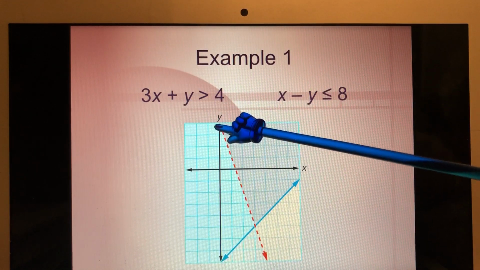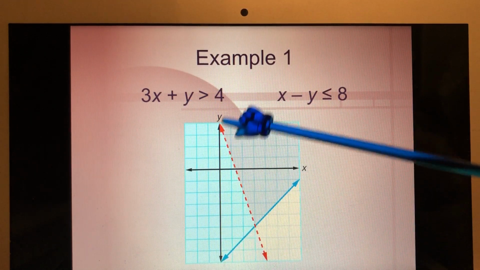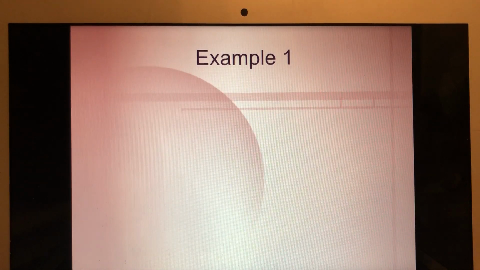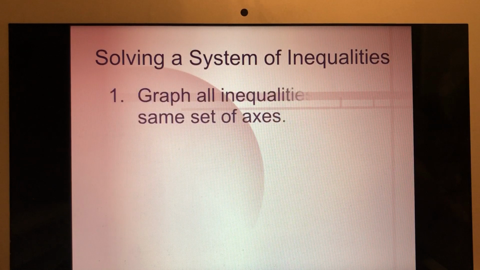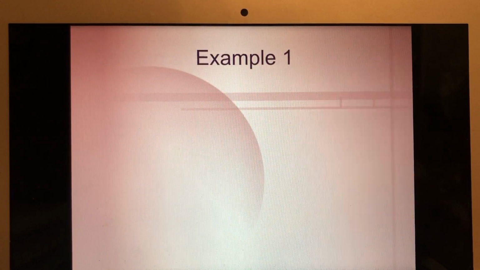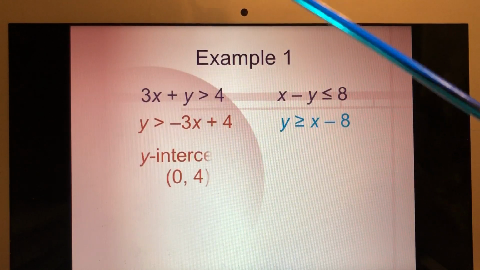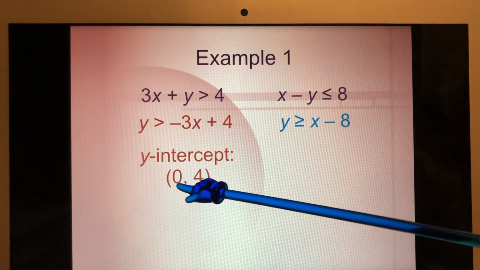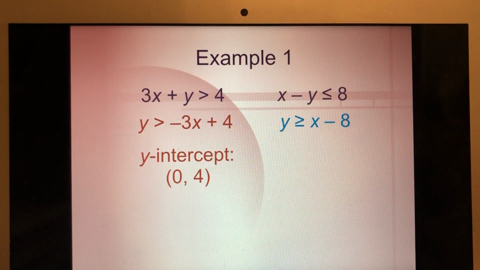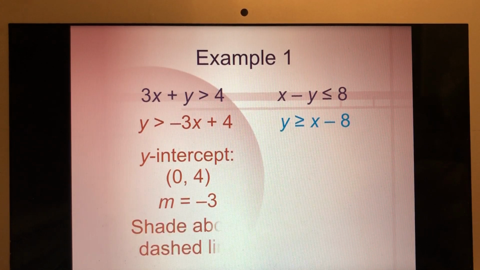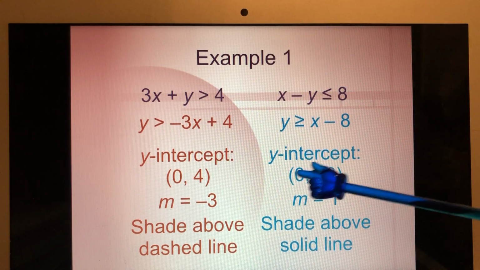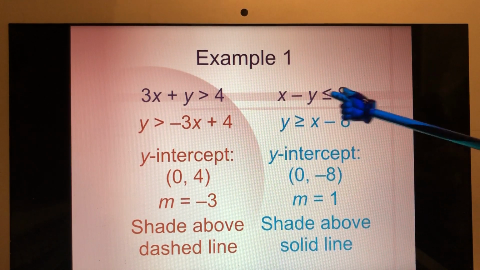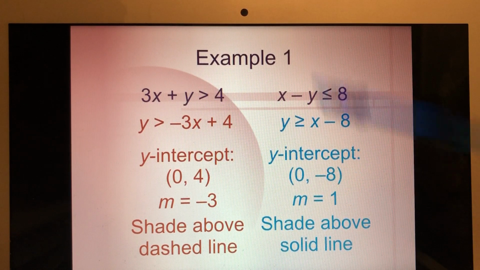So now we take our lines and we graph them. So earlier we had the y-intercept, sorry about this, the y-intercept here was (0, 4). And then the slope of negative 3. Okay, so remember these. The other equation, the y-intercept was negative 8 with a slope of 1.